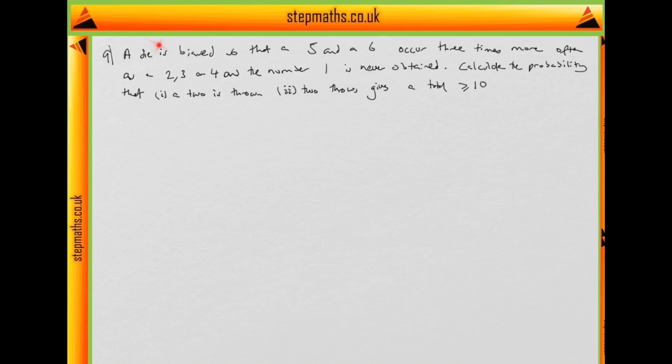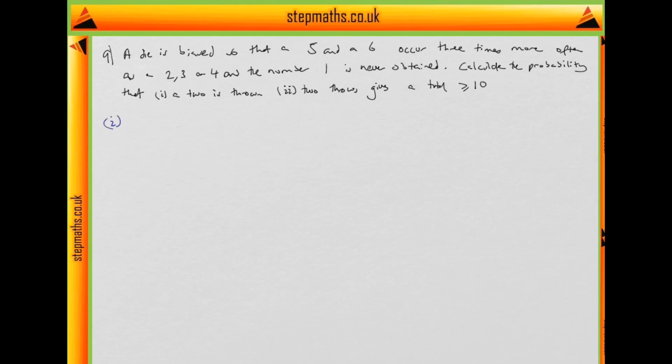Okay, so question 9 tells us that a die is biased, so that a 5 and a 6 occur 3 times more often than a 2, 3 or 4, and number 1 is never obtained. We're asked to find the probability that a 2 is thrown, and, when 2 consecutive throws are made, that their total is greater than or equal to 10. So let's start with part I.